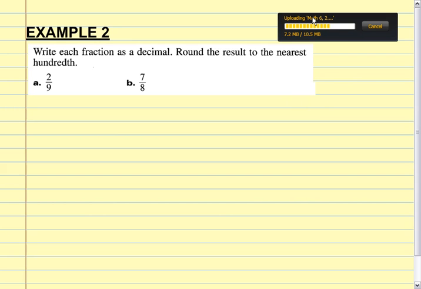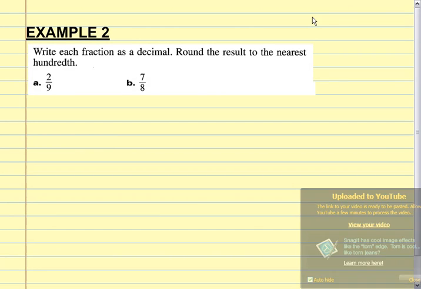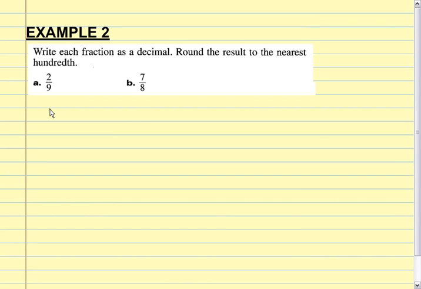Now, example number 2. Example number 2 says, write each fraction as a decimal. Round the result to the nearest hundredth. Okay? Now, folks, we have calculators, and that's the way I want to talk about first. I'm going to write CALC, calculator. How do I do A in the calculator? How do I change it to a fraction?